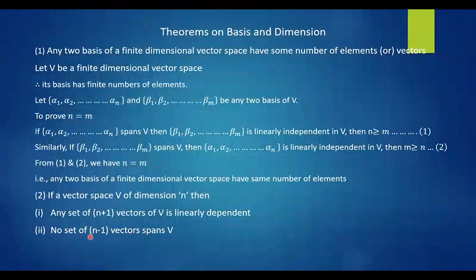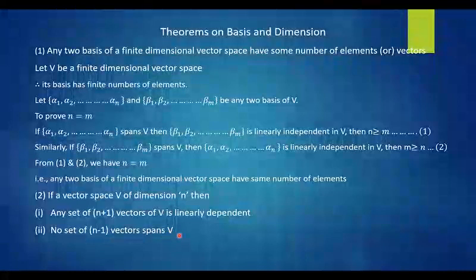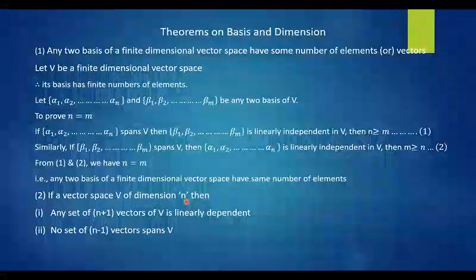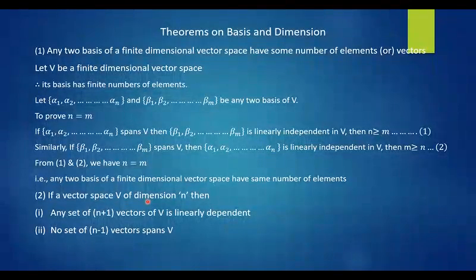What does the second condition mean? N minus 1 vectors of the vector space V do not span V. That means dimension of V is n. Dimension of V is n means what? It has basis elements, n number of elements. Its basis has n number of elements.